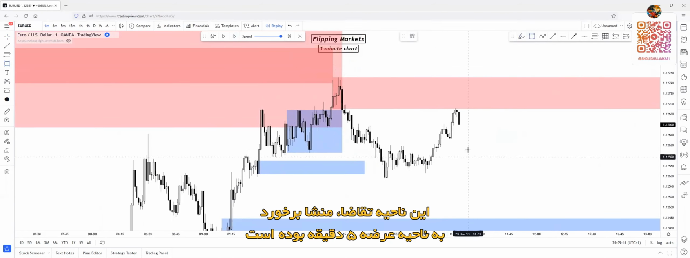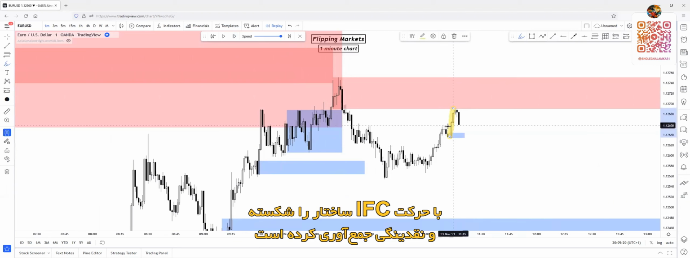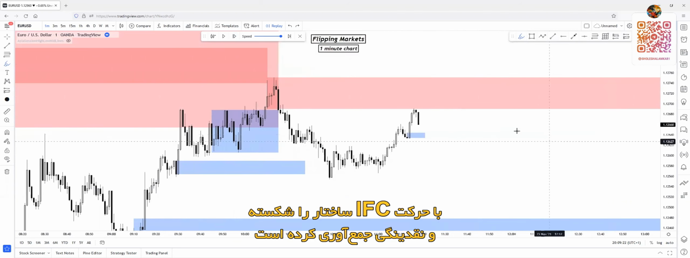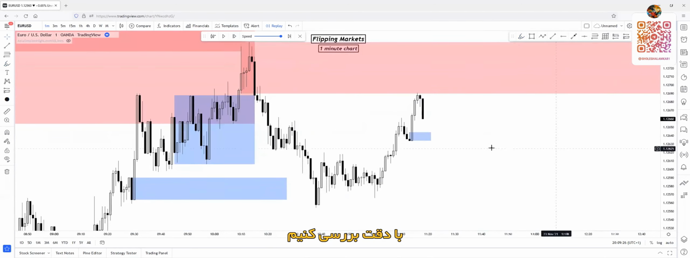As you can see, this was the last demand zone that tapped us into the 5-minute supply zone. So this demand zone was the last zone that created inefficient push, breakout structure, and liquidity sweep, and tapped us into the higher time frame 5-minute zone, right? Let's just take a closer look.